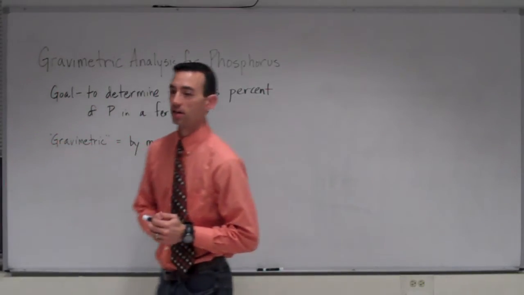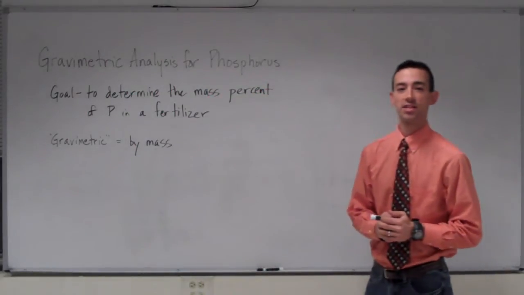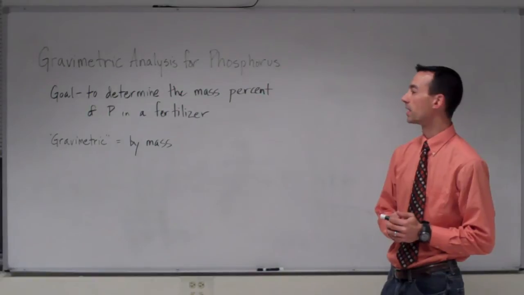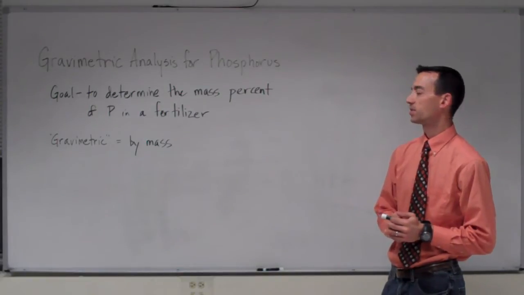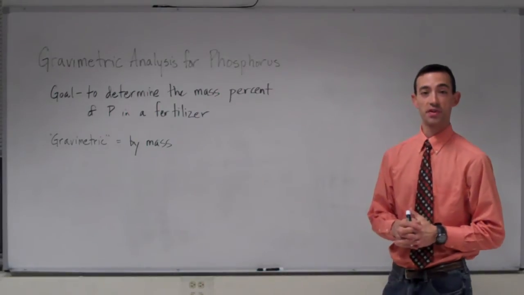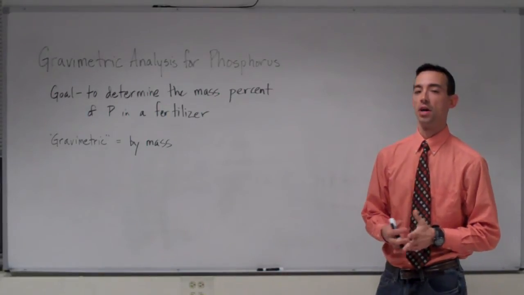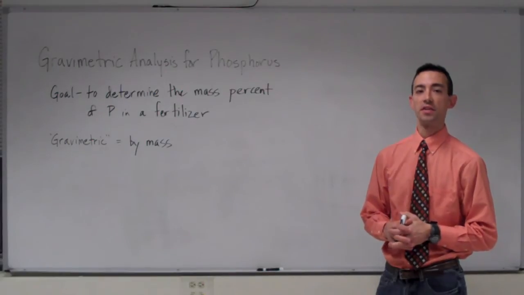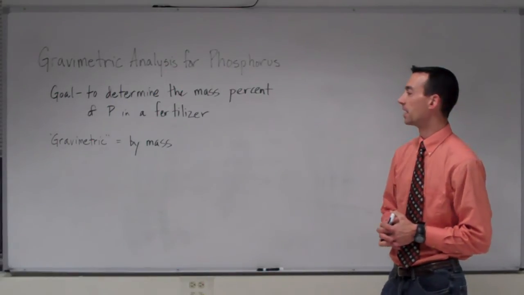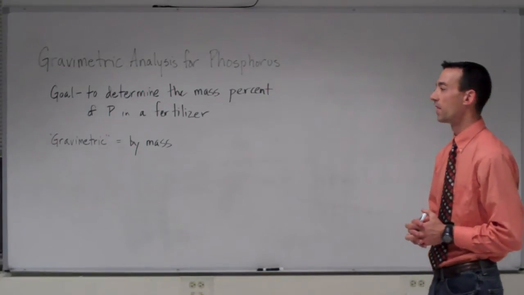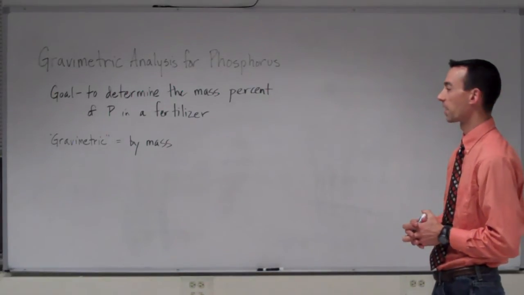Today we're going to consider the gravimetric analysis for phosphorus exercise, part of the Chem 1 sequence. The goal of this exercise is to determine the mass percent of phosphorus in a sample of fertilizer. There are, of course, a number of other nutrients used for different types of plants in various fertilizers, but we've chosen to analyze phosphorus content in a fertilizer.